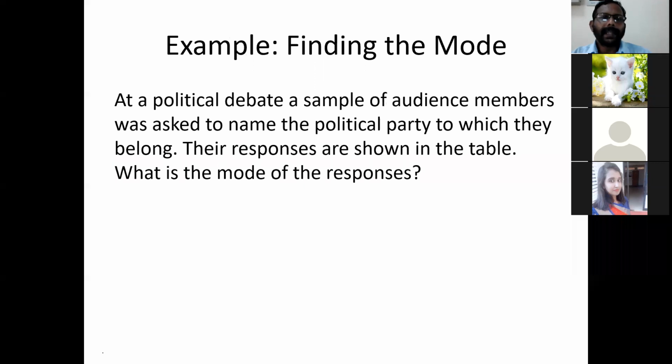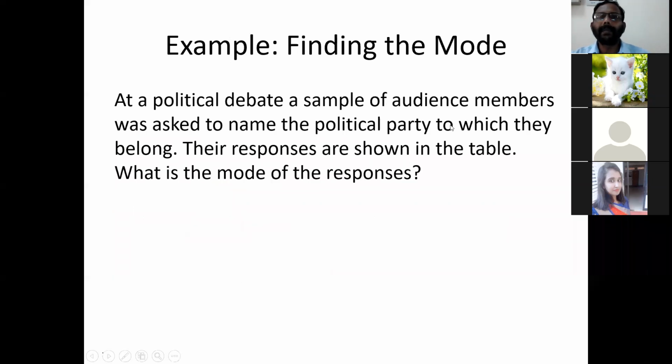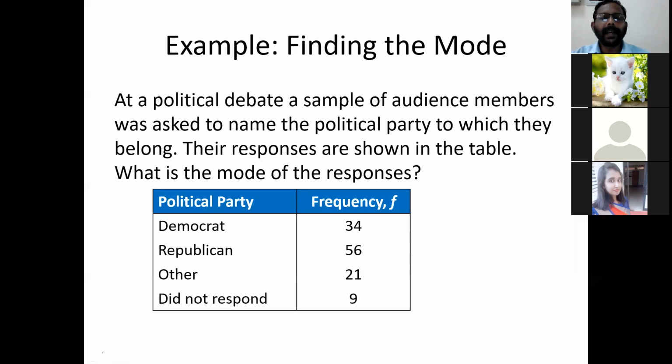Okay. Now for the next example, a little bit different, because in this case we have a straightforward data set, so we can find the mode. I have taken this from a foreign example, so that's why you have this political party and so on. Unfortunately, I have not included a political party of Sri Lanka. This is a political party of a foreign country, so don't worry about that. A sample of audience members were asked to name the political party to which they belong. In a group of people, they have categorized them by political party. Based on that, what is the mode that we can find from the response?